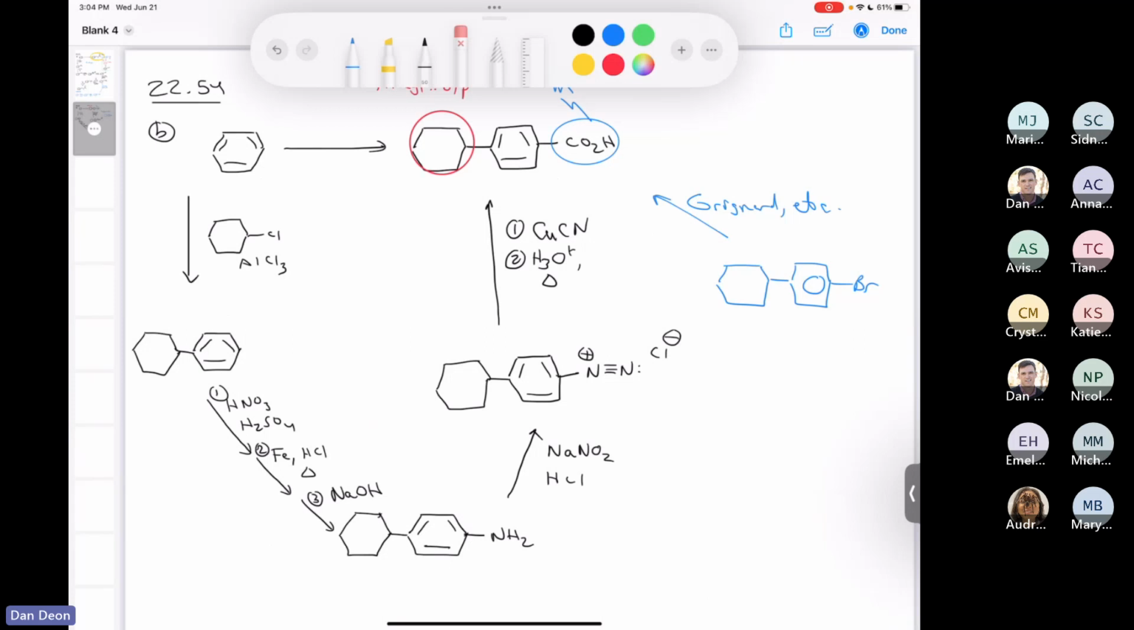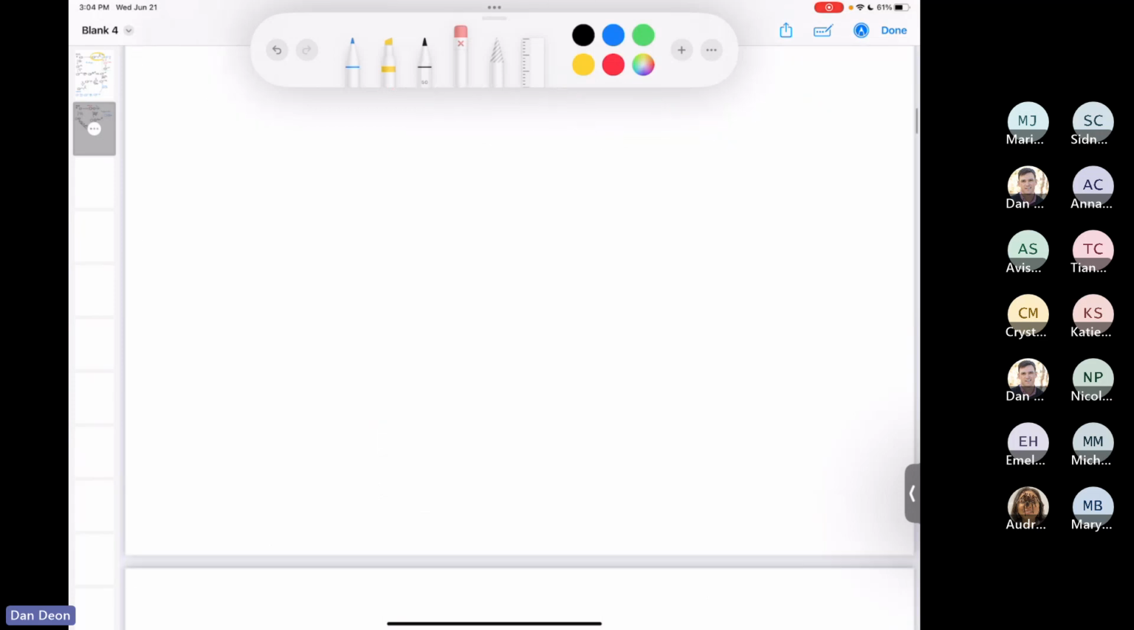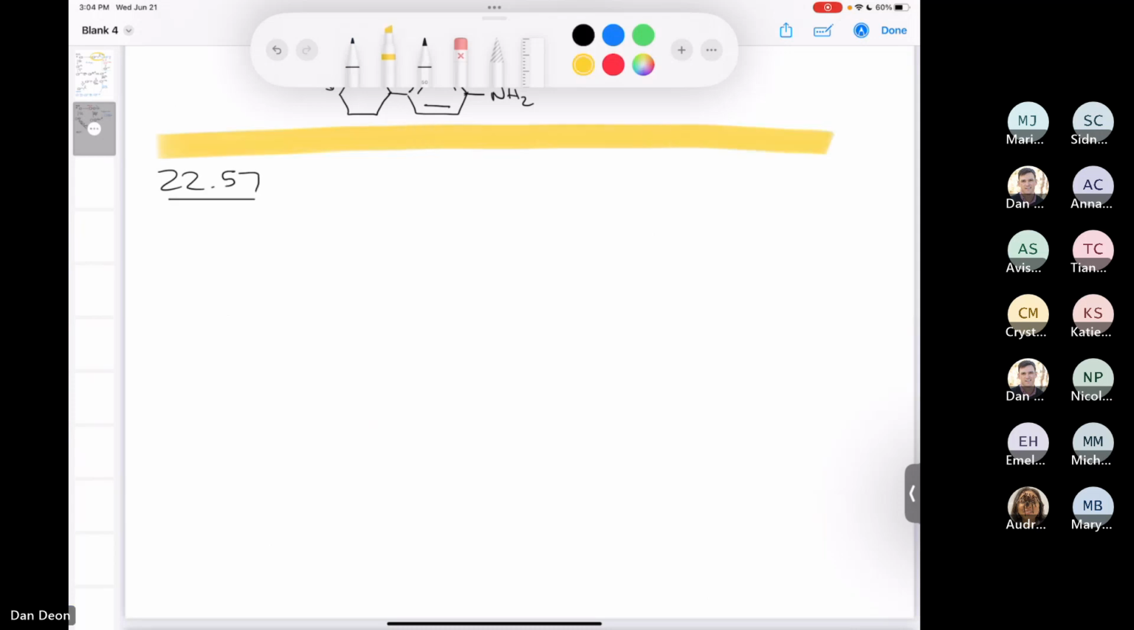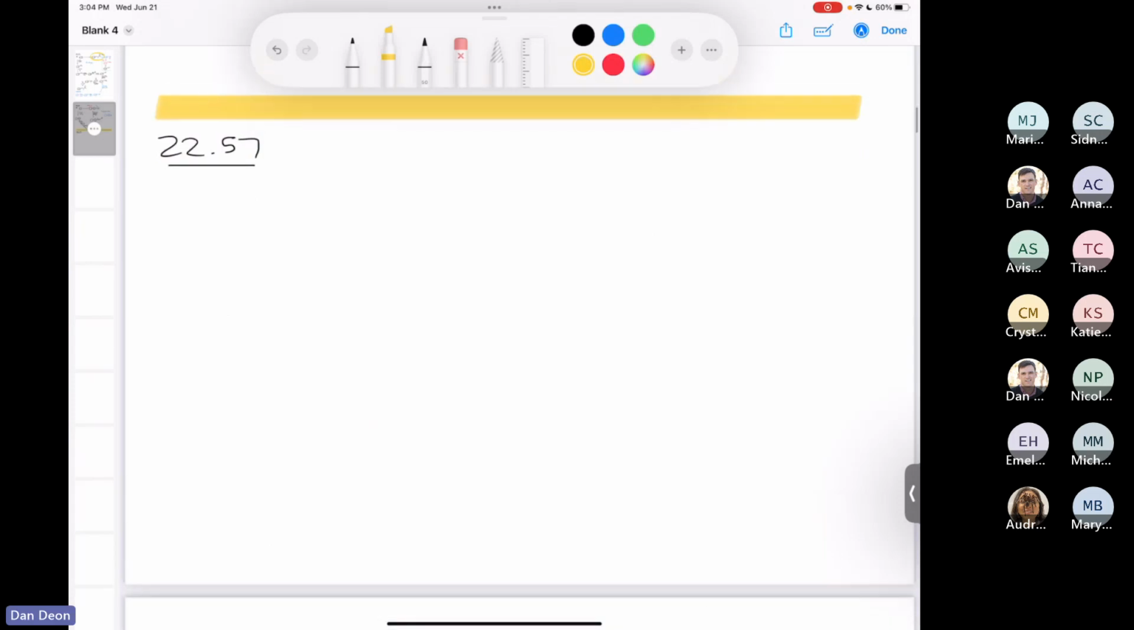So let's go to question 22.57. So this is 22.57, like that. There we go. All right, so 22.57. Some interesting reactions here. I like this question. This one tests your ability to make disconnections and connections.